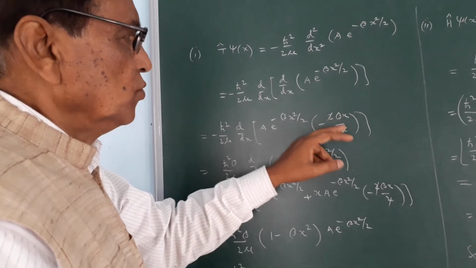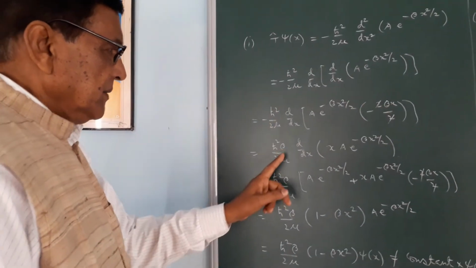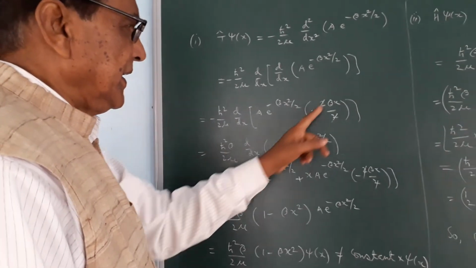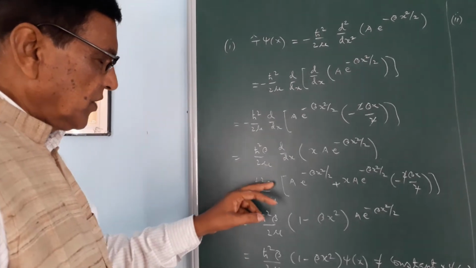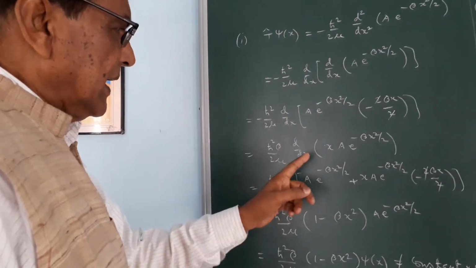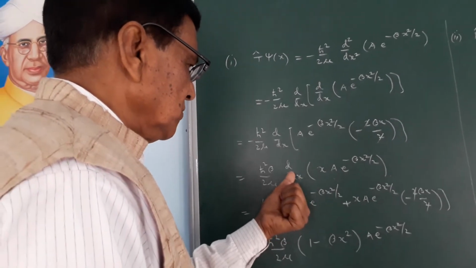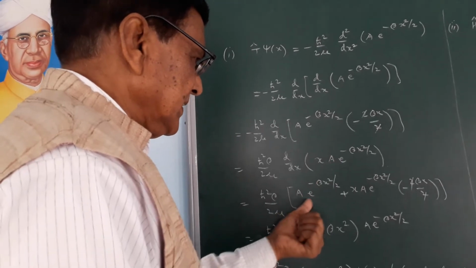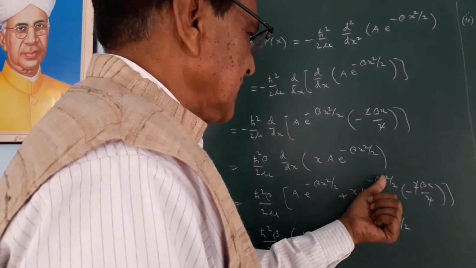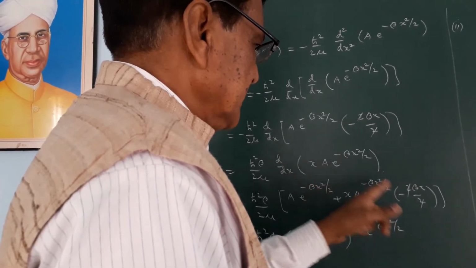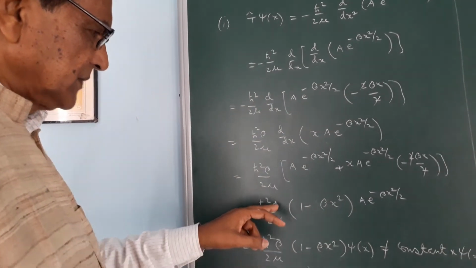The 2 cancels. So minus and minus gives plus h cross square beta upon 2 mu d by dx of x A e to the power minus beta x square by 2. Then again h cross square beta by 2 mu, and since it is the product of two functions, differentiating with respect to x: first x differentiated gives 1 times this function, plus x remains intact and this function is differentiated, A e to the power minus beta x square by 2 into minus 2 beta x by 2.